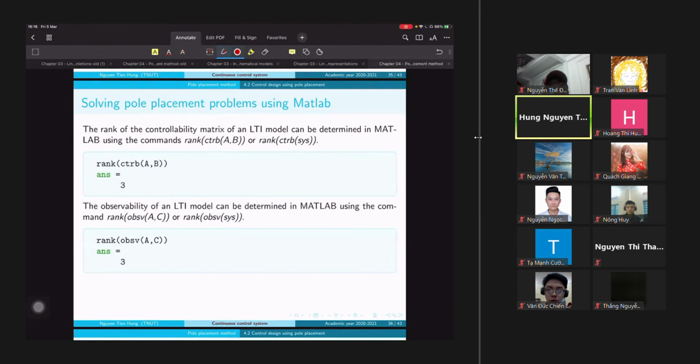Okay, let me remind you that you can check the controllability matrix and check its rank. You have the rank of the system with A and B, and you check that the rank is 3. So this system is completely controllable, and also observable. We can observe this.